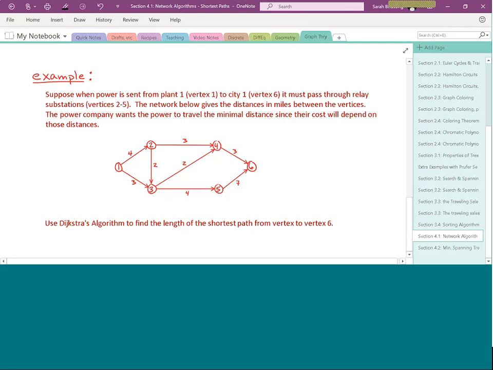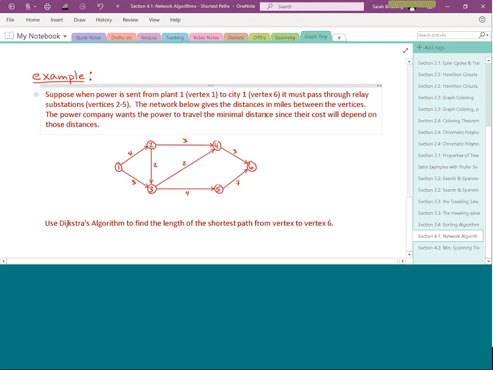Okay? And in terms of the arrows here, this is indicating that the power is, or whatever, going roughly in that direction. Dijkstra's algorithm does not require you to have directed edges, but in the first example it's definitely easier to see it with directed edges. Okay? So this would be the graph that we're looking at.